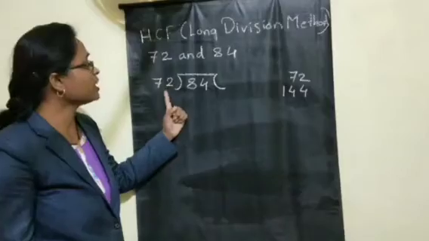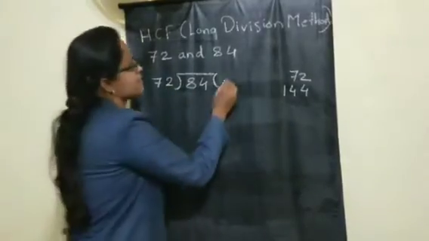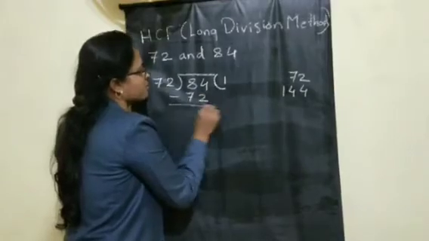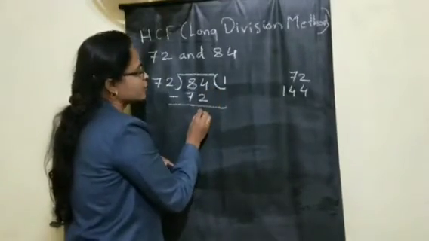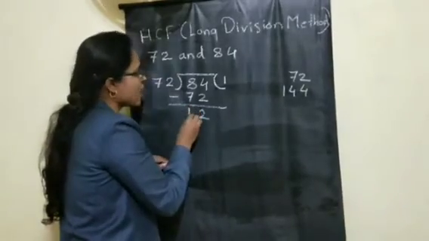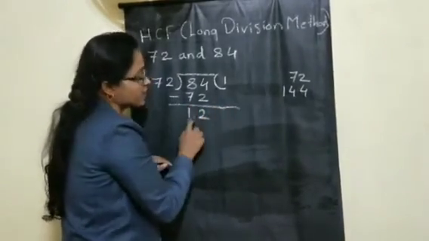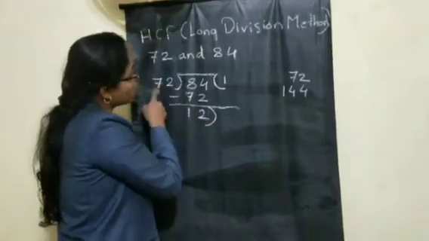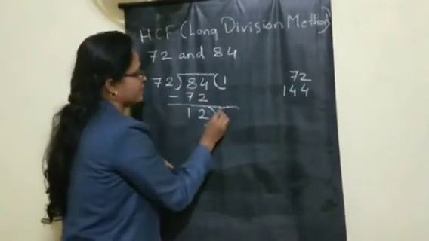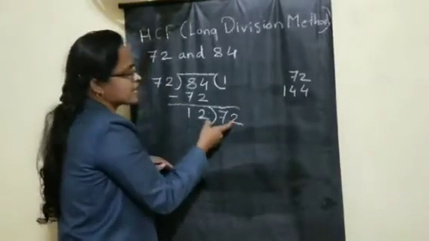Correct? So let us take 72 times 1, which is 72, because we have to do the subtraction, so we have to take the smaller number. 4 minus 2, children, is 2. And 8 minus 7 is 1. So this 12 is our new divisor, and our old divisor is now our new dividend. The same we have to repeat here.